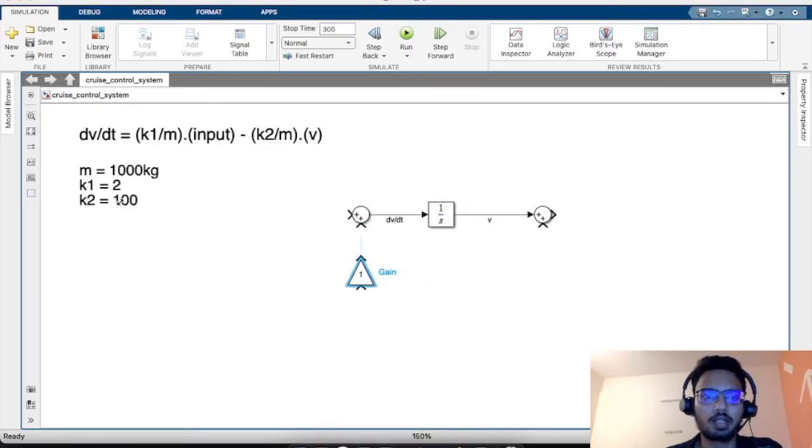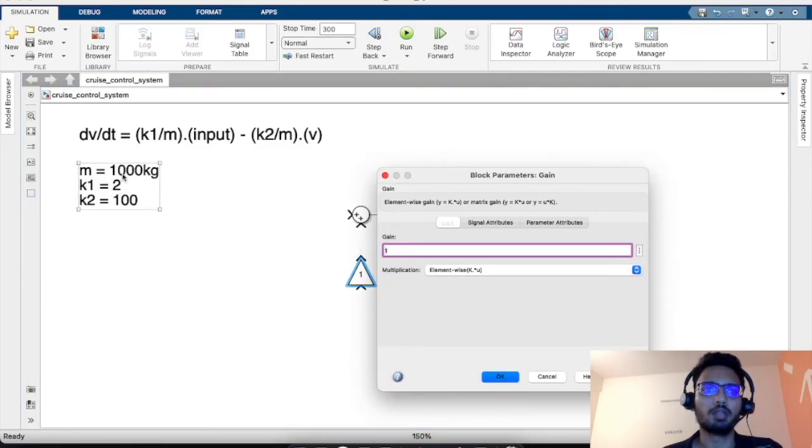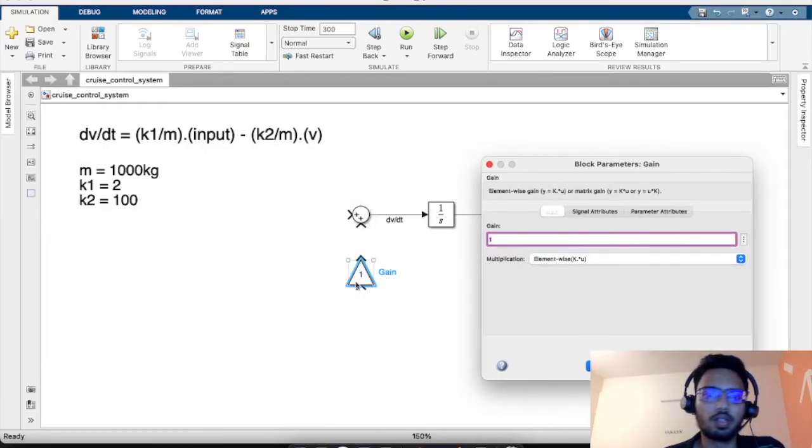K2 in our case is 100, m is 1000. So mass we have taken as 1000. We have assumed that the mass of the vehicle is 1000 in our case. The values of K1 and K2, which are taken as 2 and 100 respectively, are obtained by hit and trial. These are not empirical values. So these are the values for which it was found that the system works perfectly. Here the gain for this particular block will be K2 by m, which is 100 by 1000.